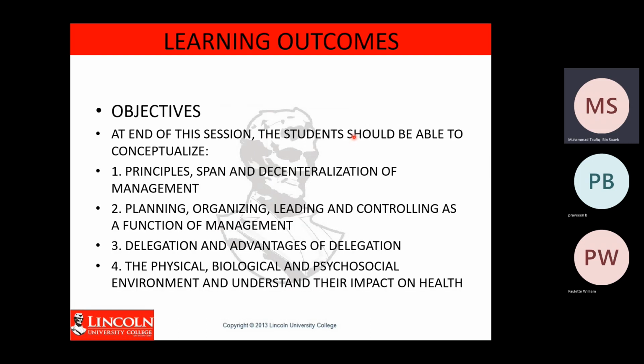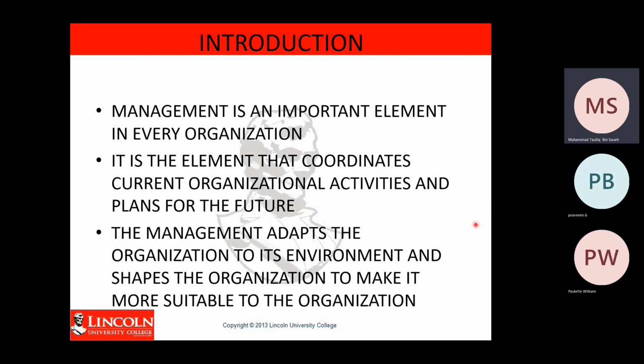All right, so these are the learning outcomes that you will have after this chapter. At the end of this session, students should be able to conceptualize principles, span, and decentralization of management; planning, organizing, leading, and controlling as functions of management; delegation and advantages of delegation; physical, biological, and psychosocial environment, and understand their impact on health. So these are the learning outcomes of this chapter.